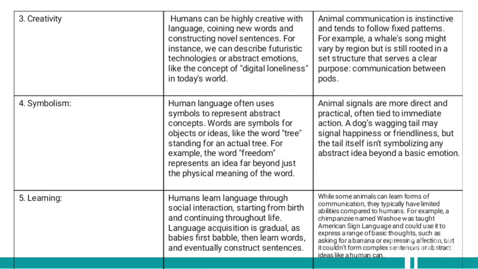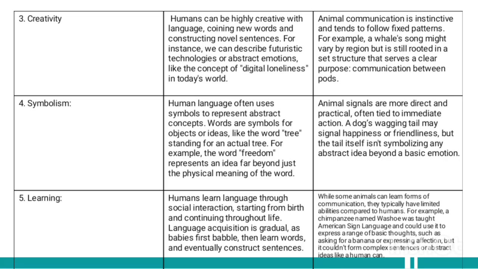In animal communication, it tends to follow fixed patterns that are instinctive rather than creative. For example, while whales may have regional variations in their songs, each whale's song follows a set pattern that is primarily used for communicating over long distances. These patterns serve a specific practical purpose, such as attracting a mate or maintaining group cohesion, but animals don't invent new forms of communication in the same way humans do.